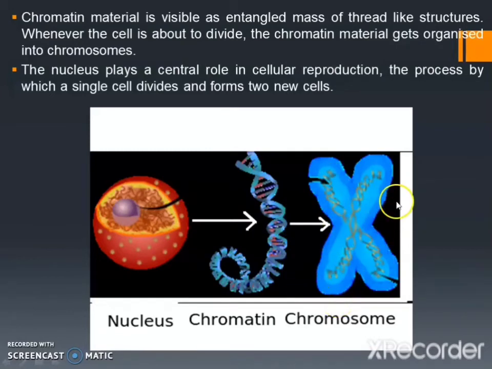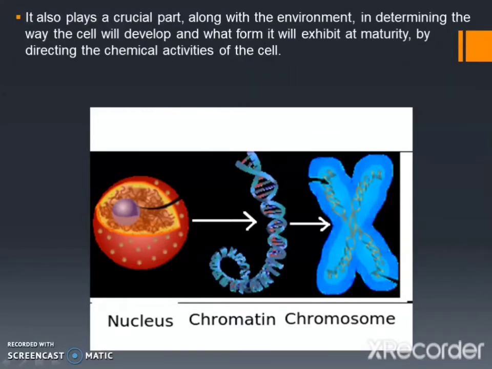Okay, so who is playing the major role in it? It is the nucleus, and during the process the cell will divide and form 2 new cells. Understood? So, along with cellular reproduction, the nucleus has another crucial role to play. Okay, and it is playing this crucial role along with the environment. Environment here denotes the surrounding of the cell. Whatever is around a cell, that is its environment. So the nucleus will play a crucial role along with the environment.